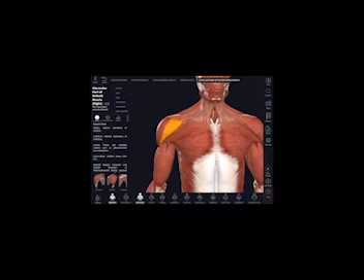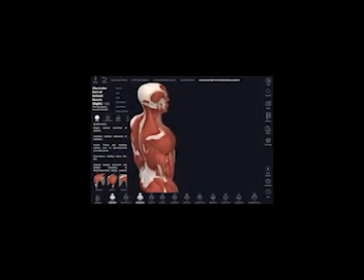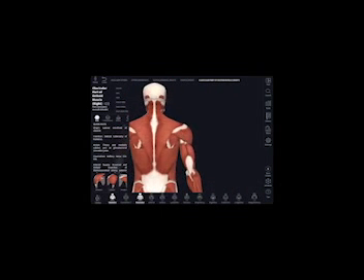So in total, let's count. We have latissimus dorsi, teres major, pec major, those are the three muscles right here, right? And then anterior deltoid and the subscapularis. So we have a total of 5 relatively big muscles that will do the internal rotation. Okay, what about external rotation? Let's flip the body. We only have 3 muscles which will do external rotation.